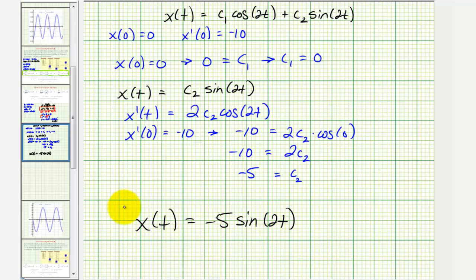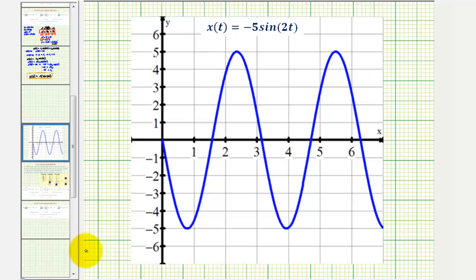Let's finish by looking at the graph of our equation of motion. And here it is. Remember, when x of t is negative here, the mass is actually above the equilibrium position, and when x of t is positive here, the mass is actually below the equilibrium position.